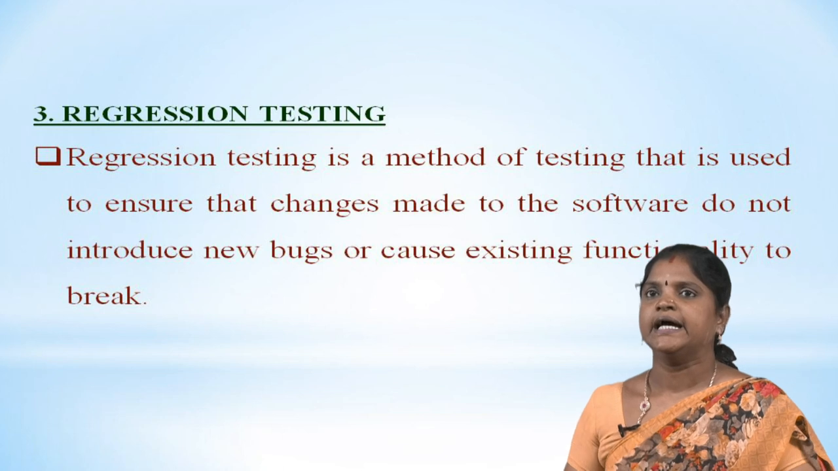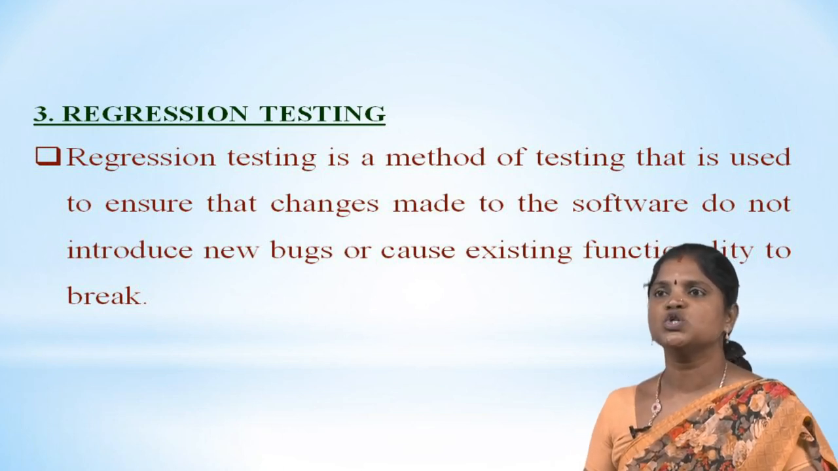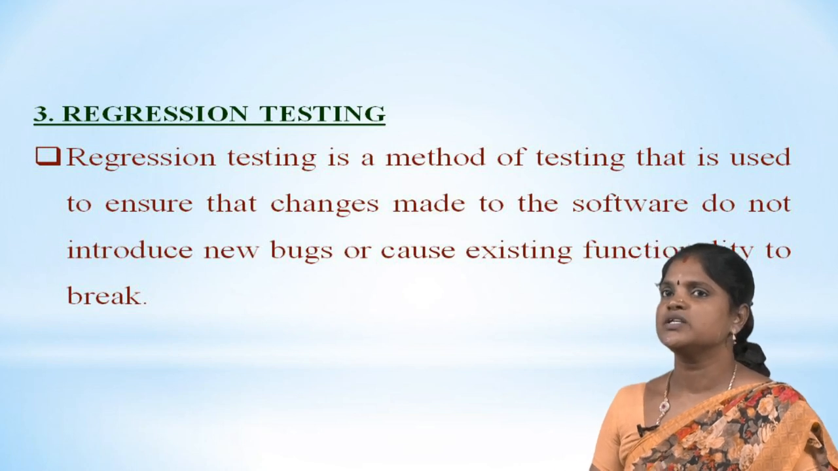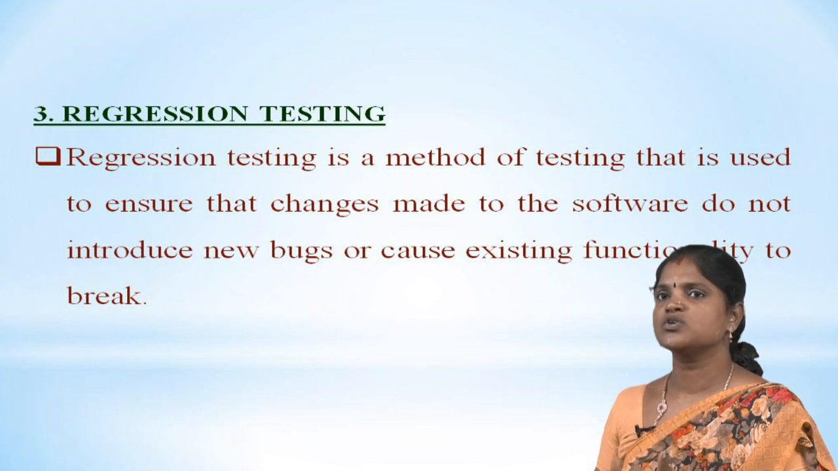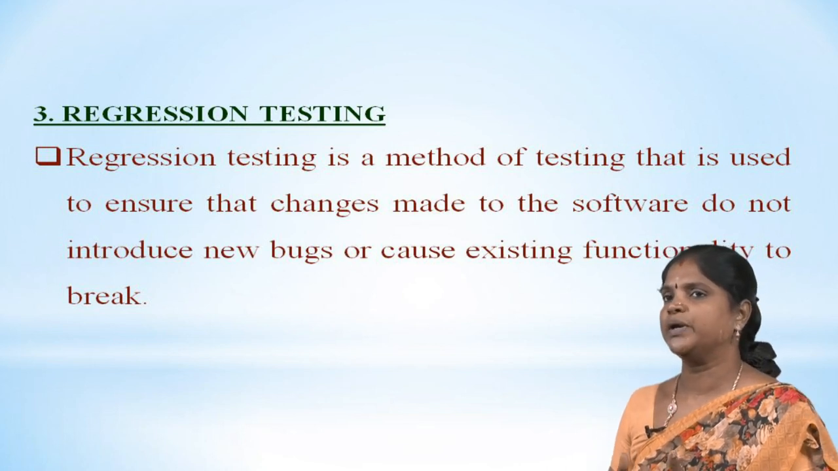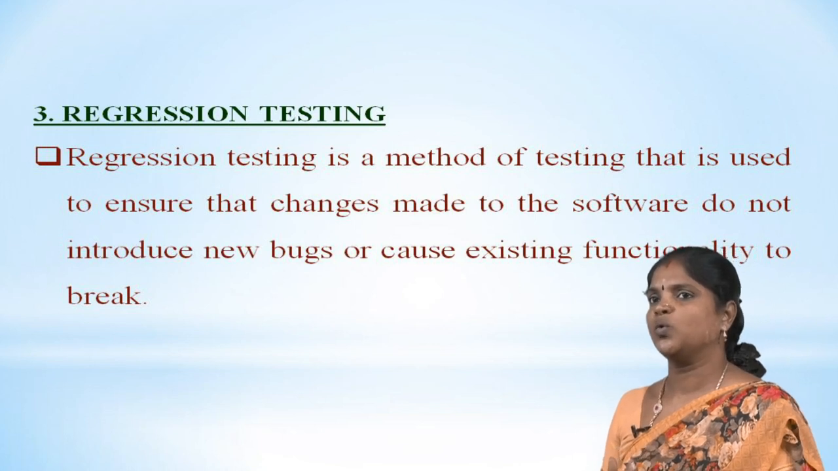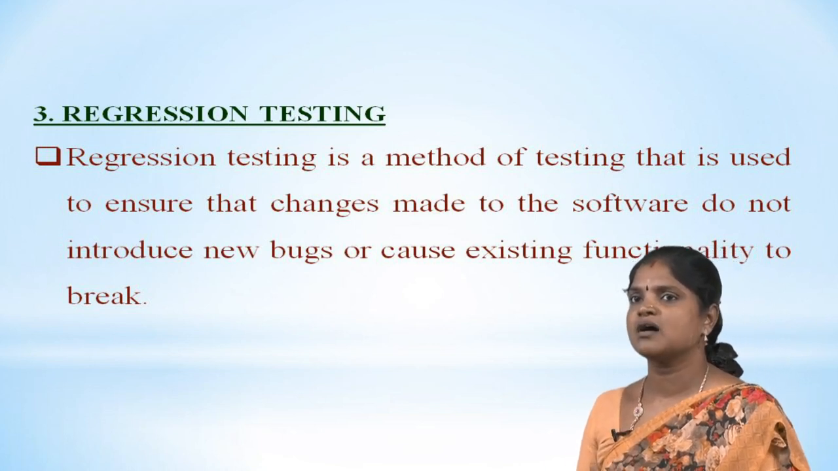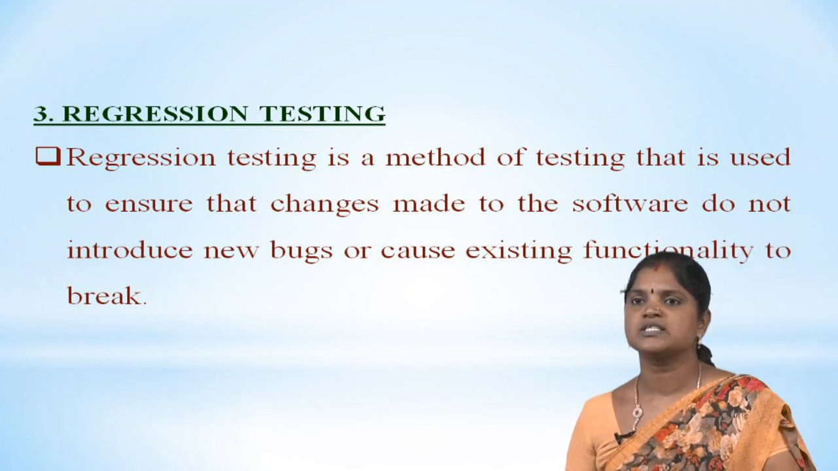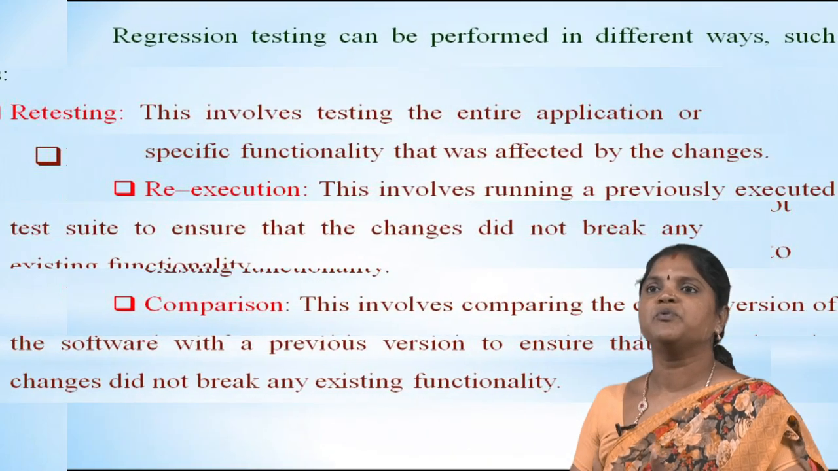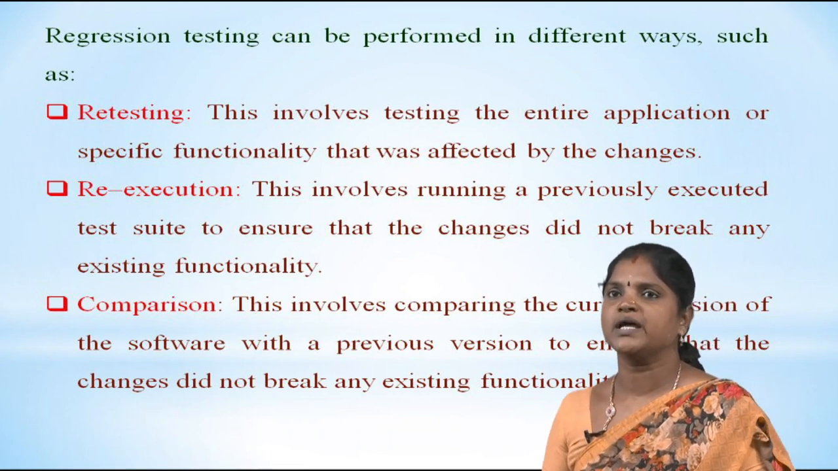Third one, regression testing. It is a method of testing that is used to ensure that the changes made to the software don't introduce new bugs or cause existing functionality to break. It is typically done after changes have been made to the code, such as bug fixes or new features, and is used to verify the software still works as intended. It can be performed in different ways: retesting, re-execution, comparison.